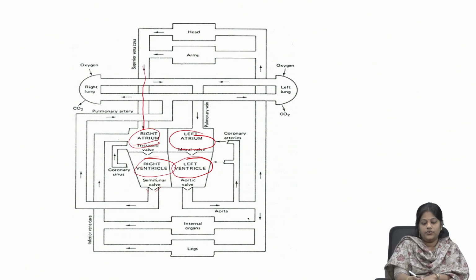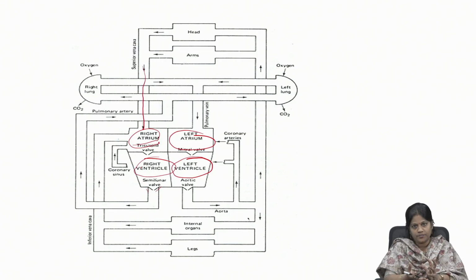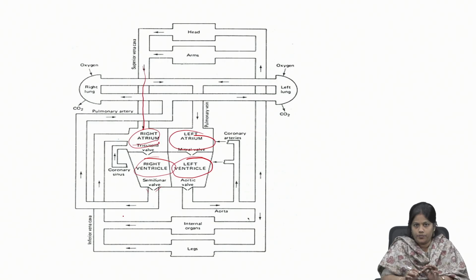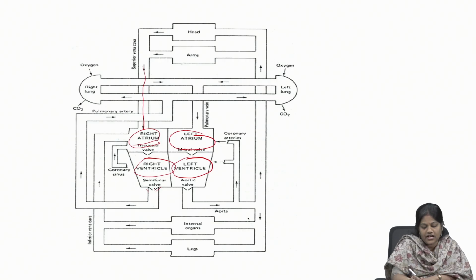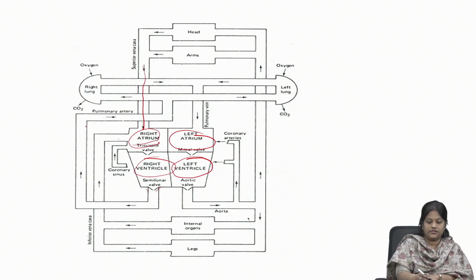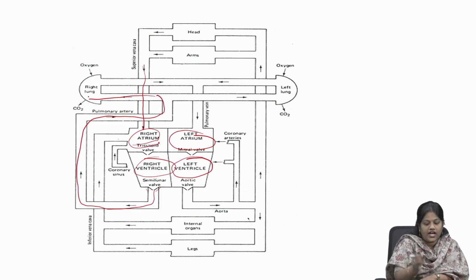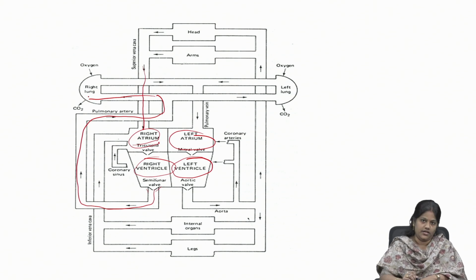After that, whenever the pressure inside the chamber is exceeded, the semilunar valve will automatically open, and the blood from the right ventricle will flow through the arteries. We call it the pulmonary artery here. The blood flows through the pulmonary artery and then to the right lung.